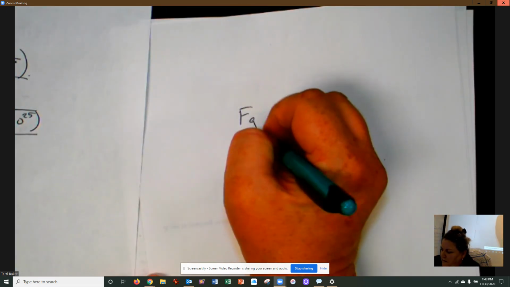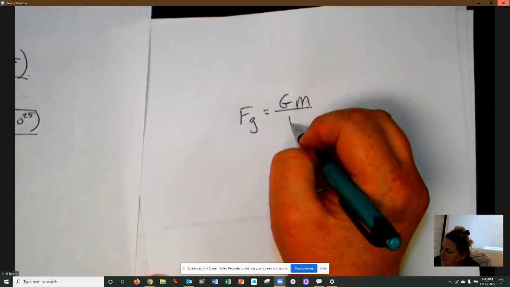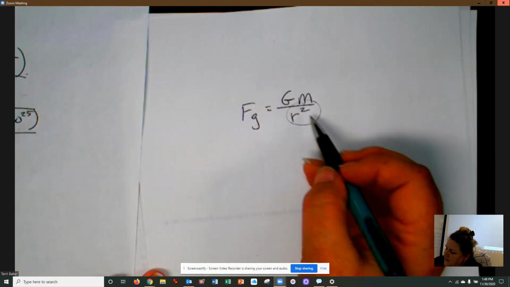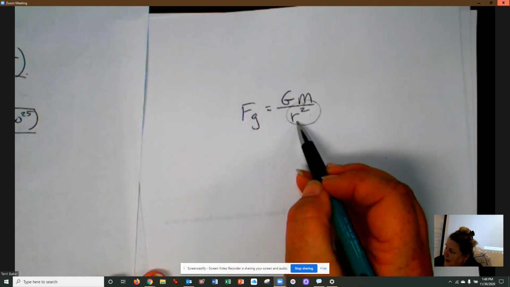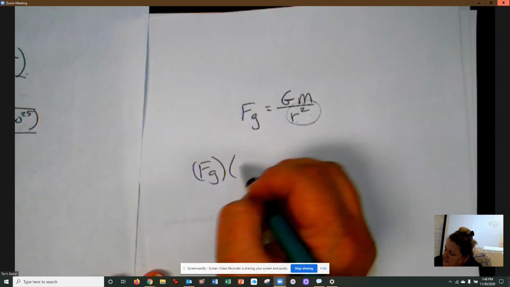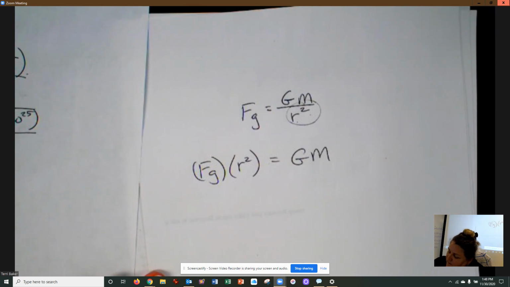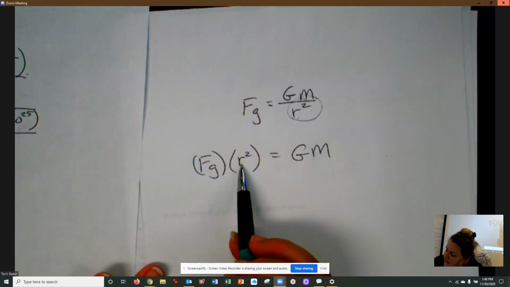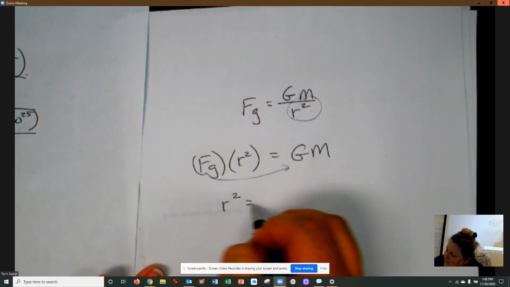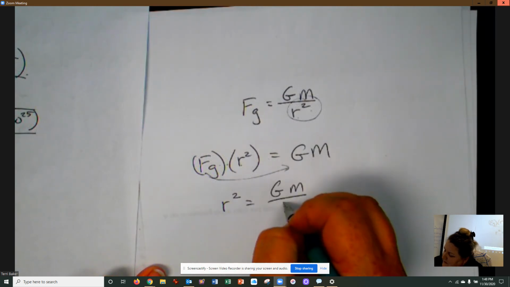So Fg equals G, the mass of the new planet, over the radius of the new planet squared. I want to solve for this. So the first thing I do is I take this, which I want to isolate, over to here. So Fg times r squared equals Gm. Okay? Now, I want to isolate this r, so I'm going to take this over here. So r squared equals, I'm multiplying on this side, so I'm going to divide each side by Fg.